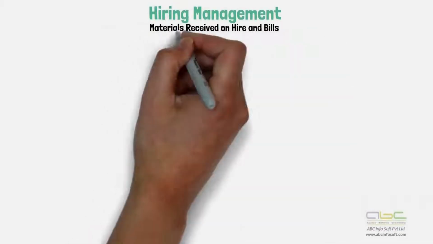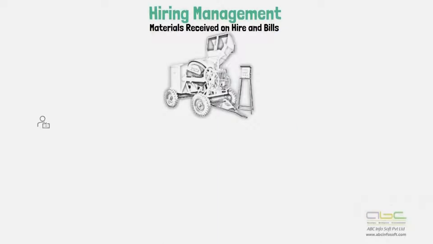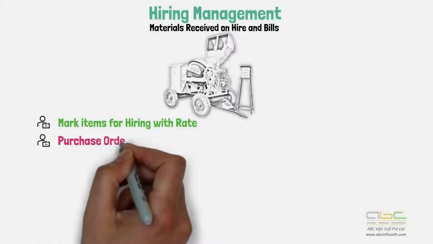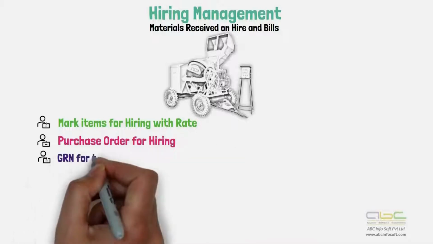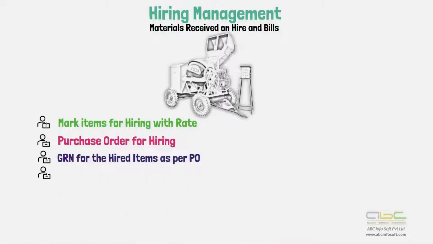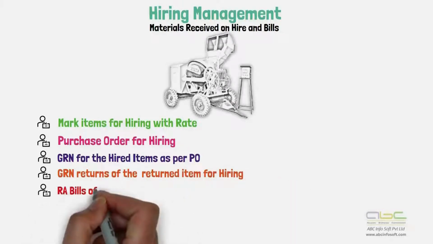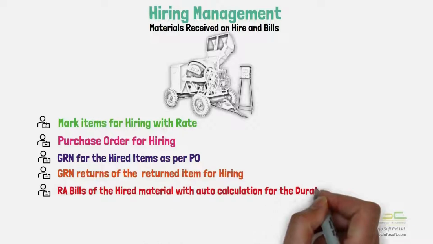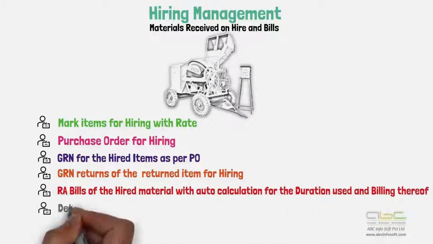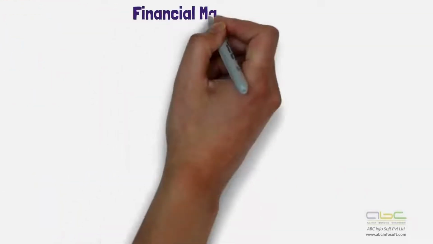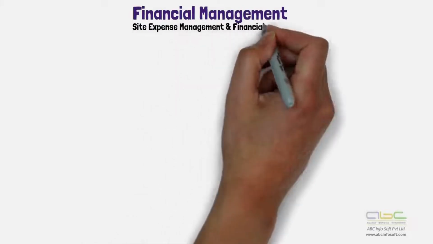Hiring management, materials received on hire and bills. Highlights, mark items for hiring with rate. Purchase order for hiring. GRN for the hired items as per PO. GRN returns of the returned item for hiring. RA bills of the hired material with auto calculation for the duration used and billing thereof. Detailed reports for each item. Vendor payment, credit, debit notes. Financial management, site expense management and financial books.